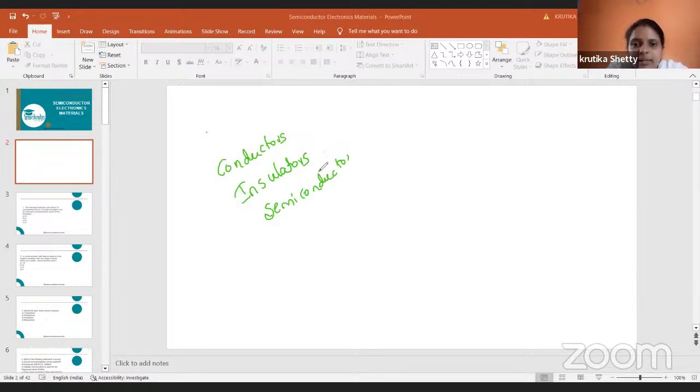Then semiconductors. A semiconductor is a material whose conductivity lies between that of a conductor and an insulator. That is, at room temperature these semiconducting materials behave like an insulator. And when you increase the temperature, it behaves like a conductor. So that is the semiconductor here.